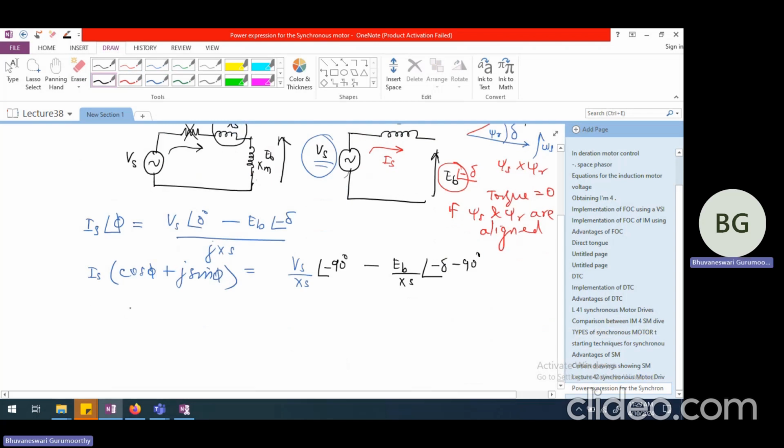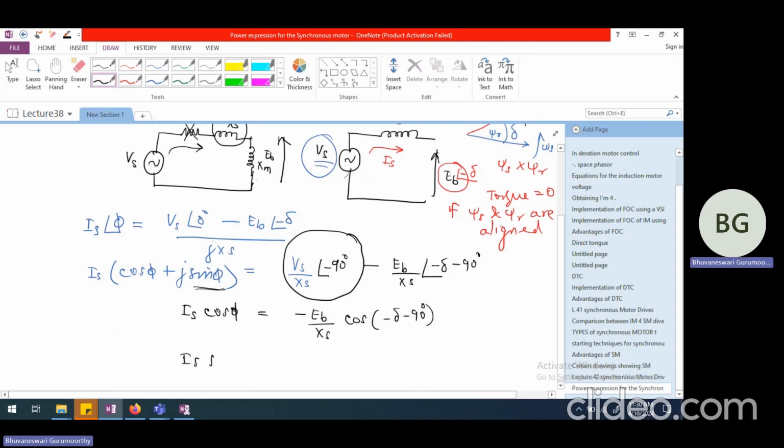Right? So I can equate the real part with the real part and the imaginary part with the imaginary part. So IS cos phi will have no contribution from the first term for the real part, because it is only having minus 90. Cos of 90 will be 0, sin 90 will be 1. So this will contribute towards the imaginary component, not the real component. Here I'm going to have minus EB divided by XS cos of minus delta minus 90.